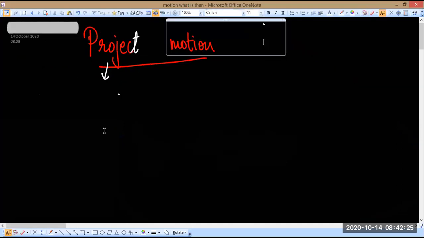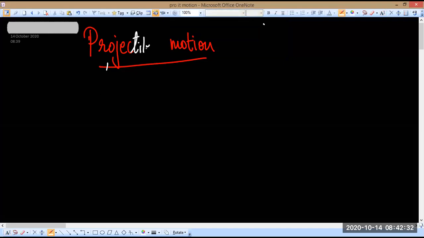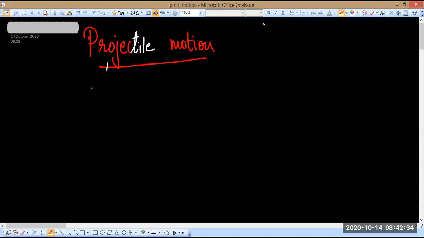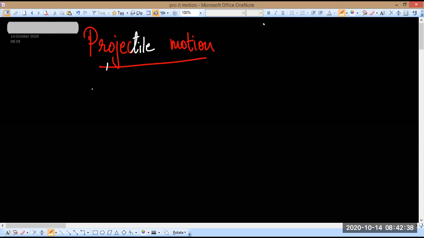Okay. So projectile motion. So projectile means what you are throwing. Let's say you take a stone in your hand and you throw it, you take a ball in your hand, you throw it. That's called projectile. Okay, and its motion is called projectile motion.